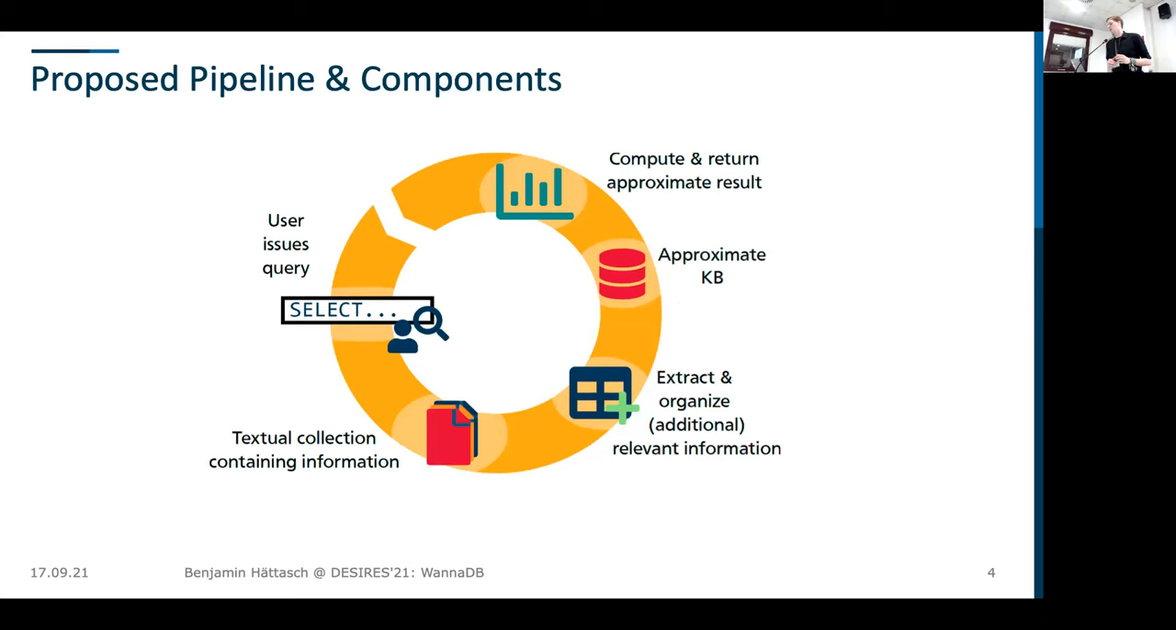How can we implement such a thing? Our proposed pipeline can be seen here. You load a document collection that is relevant for some certain information need, and issue a query. Then the system automatically determines which kind of information nuggets are needed to answer this query. It extracts the relevant information from the documents and builds an approximate knowledge base. In this case, I mean with knowledge base really a table or multiple tables containing information for a certain information need. So it's not about building a general knowledge base, like the community already does a lot.